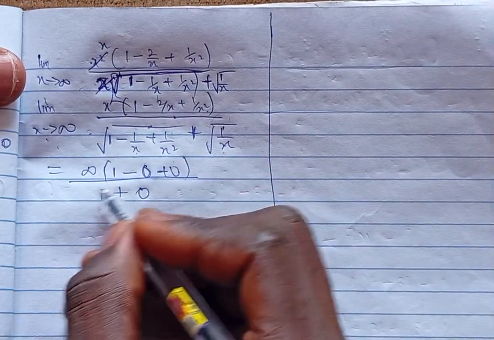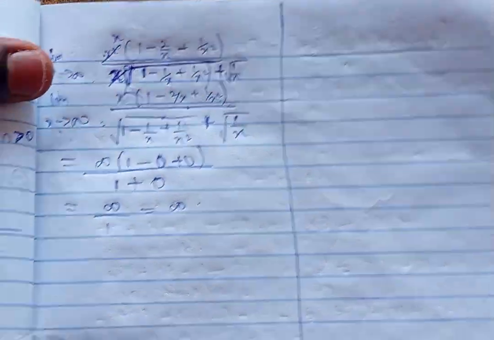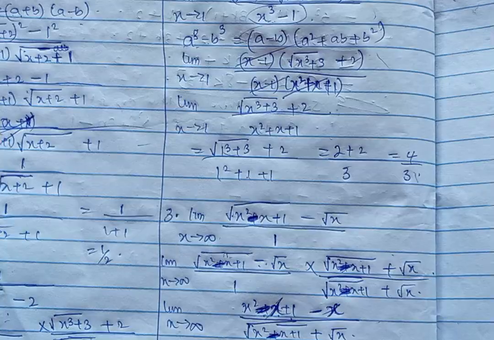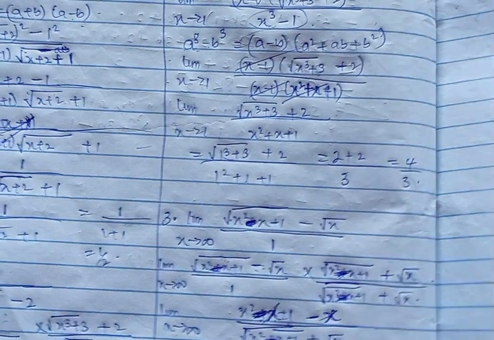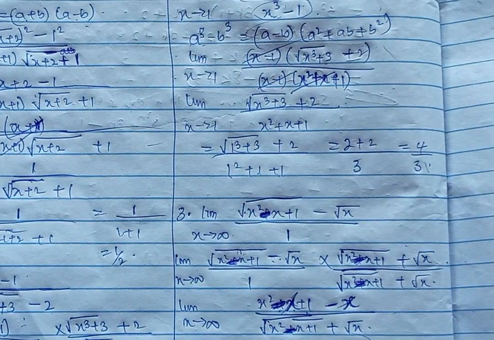You understand? So you can now say it is equal to infinity over 1, which is what? Infinity. So the limit as x tends to infinity of this one is equal to what? 0. So you have to know how to manipulate, know how to factorize something out to get an initial something. Do you understand? So that's how limits are.